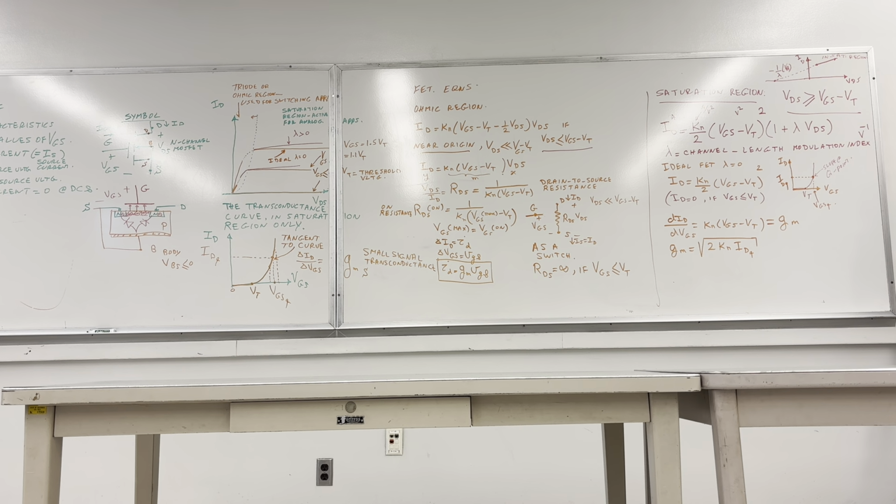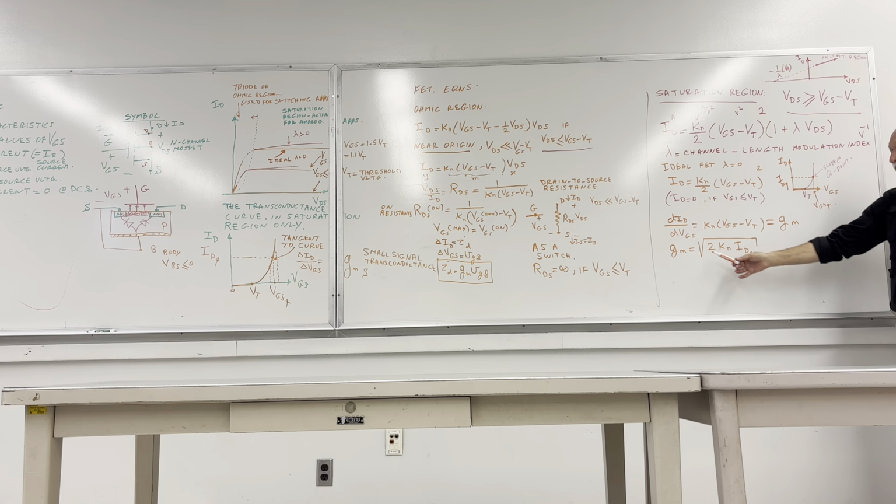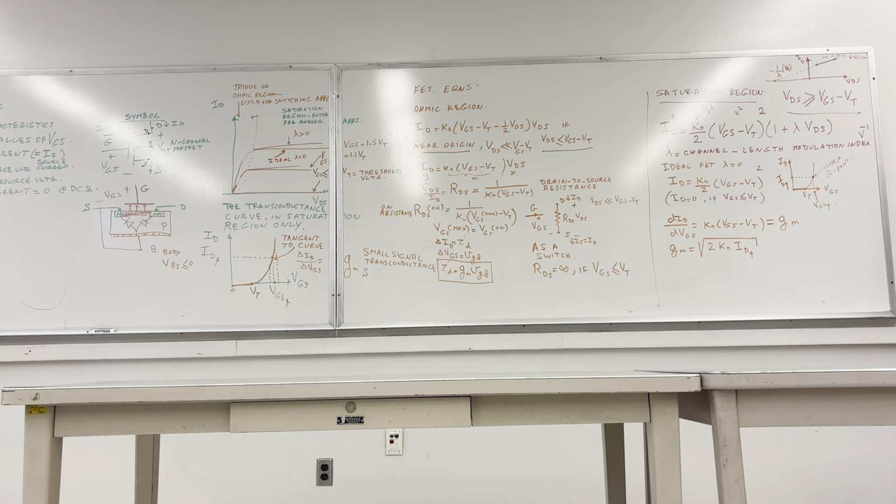It's the same thing, basically. All we have done is to eliminate VGS between here and here, to express GM as a function of the ID. Okay, so we will be frequently using that for our GM when we're doing calculations.